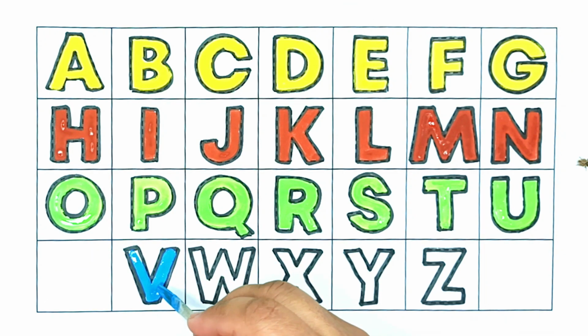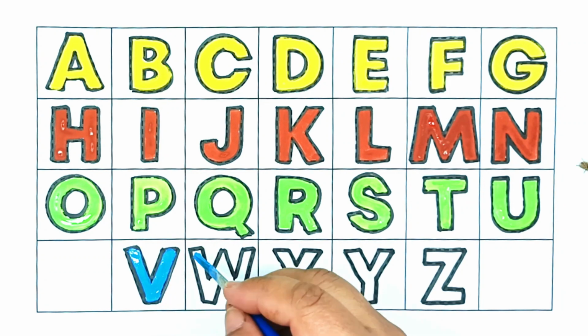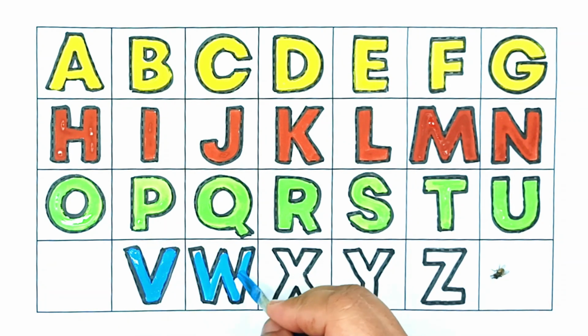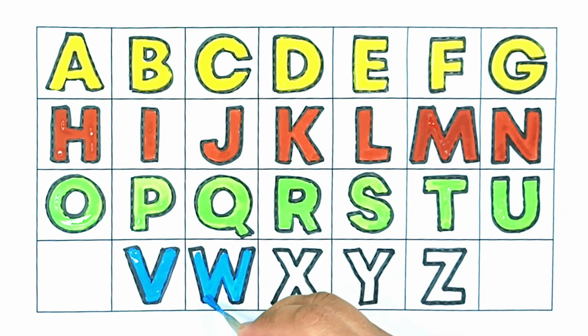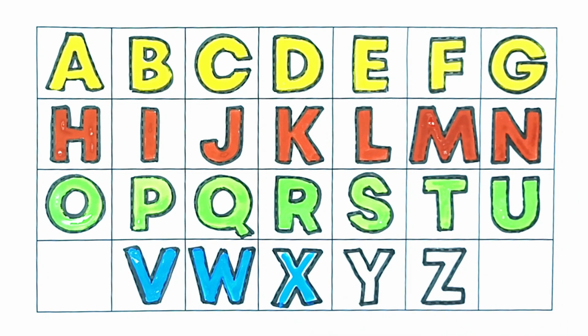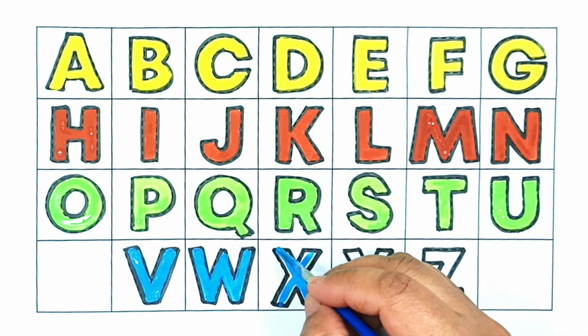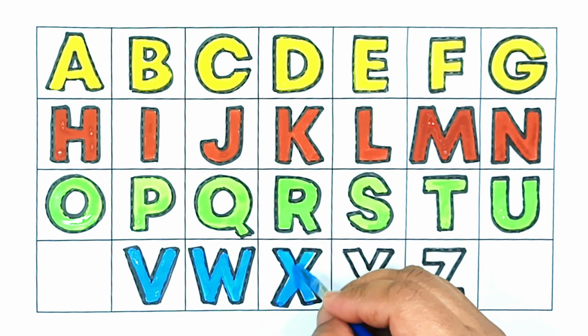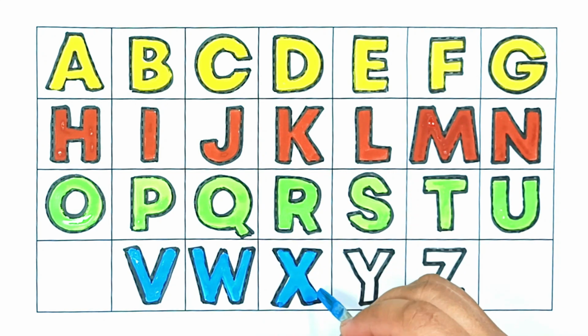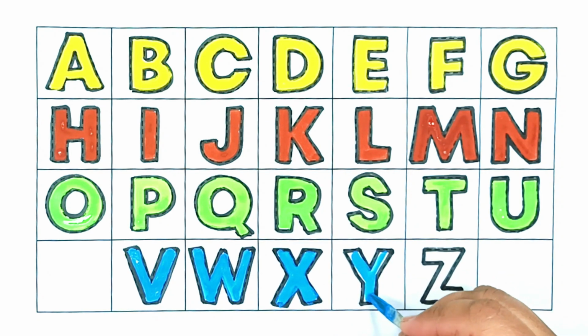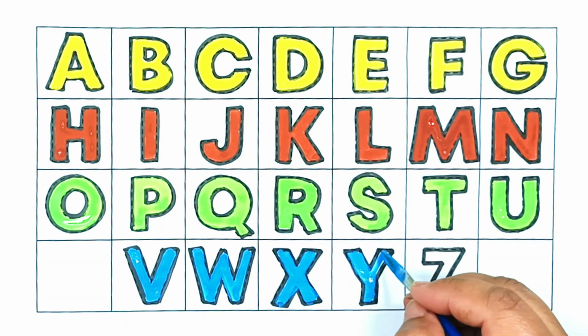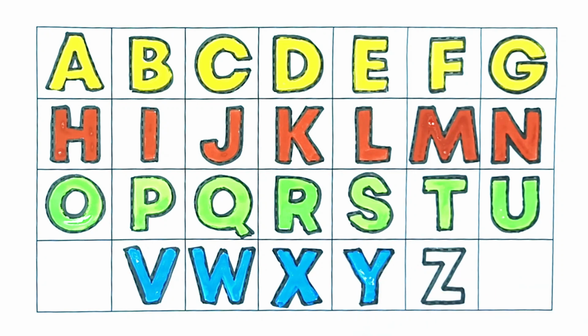V for van, W for watch, X for xylophone, Y for yacht, Z for zebra.